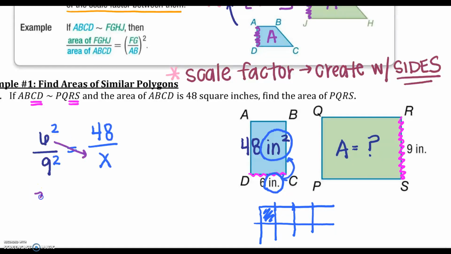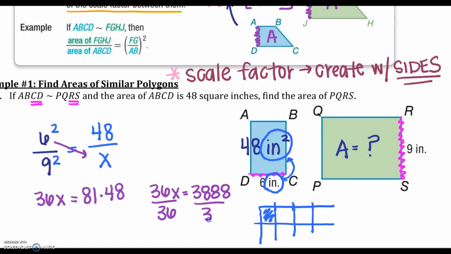So 6 squared is 36x equals 81 times 48. So 81 times 48 would give me 36x is equal to 3888. So divide both sides by 36. So right off the bat, I can get that my area equals 108 inches squared. All right, go ahead and try your next.